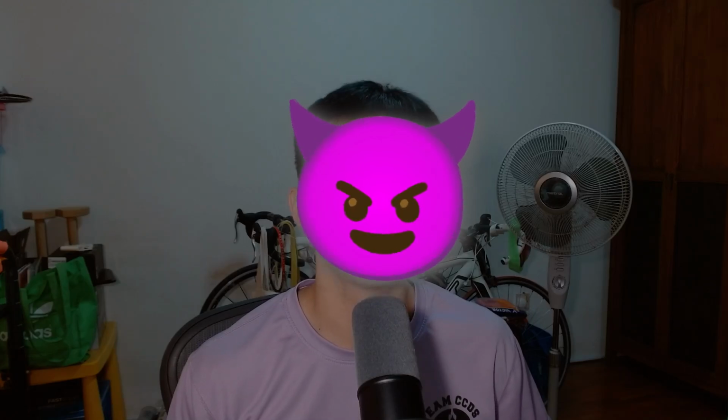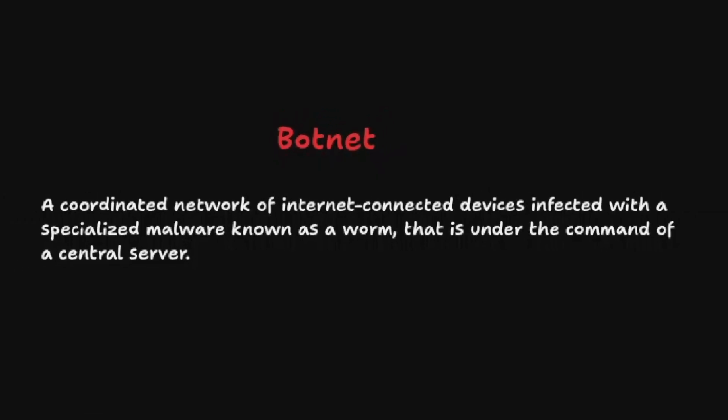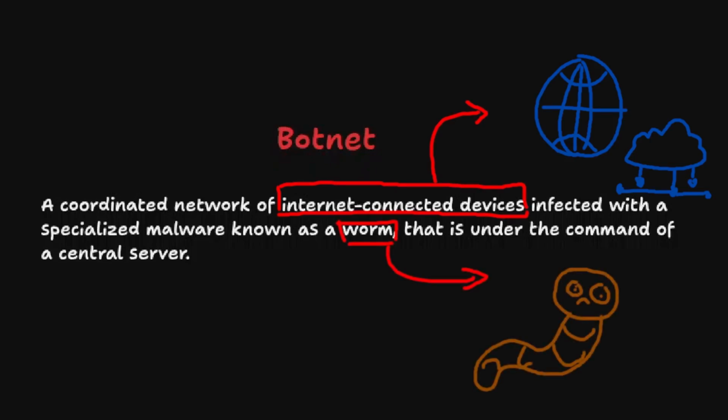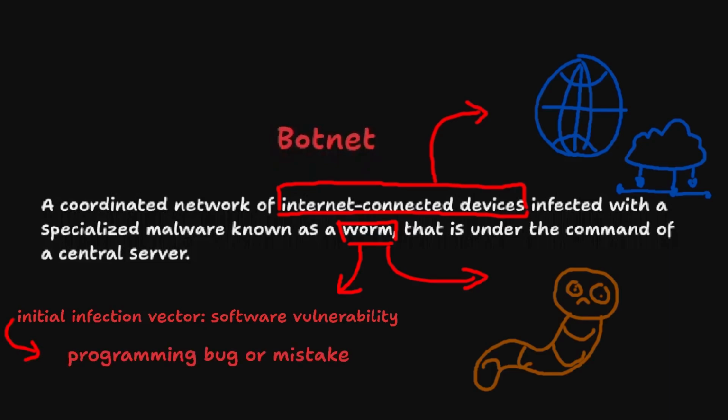However, this happens more often than you might expect, and it is all possible by a malicious cybersecurity concept known as a botnet. You can think of a botnet as a coordinated network of internet-connected devices infected with a specialized malware known as a worm that is under the command of a central server. A worm will require an initial infection vector in the form of a software vulnerability introduced by means of a programming bug or mistake. We will discuss more about this later on.